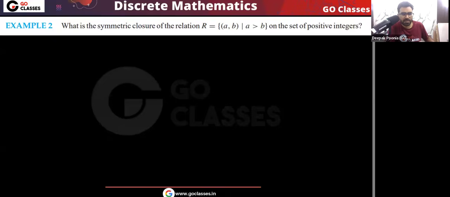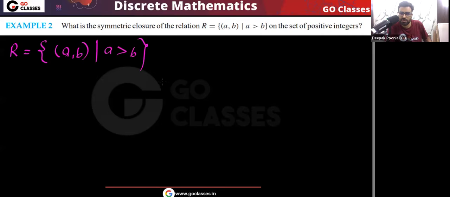I hope you understood. Tell me the answer for this question. What is the symmetric closure of relation R? This relation R is given to you on the set of positive integers. So the relation R is the pairs AB where A is greater than B, means the first element is greater than the second element, on positive integers, Z plus. 0 is neither positive nor negative. The positive integers start with 1, 2, 3, and so on.